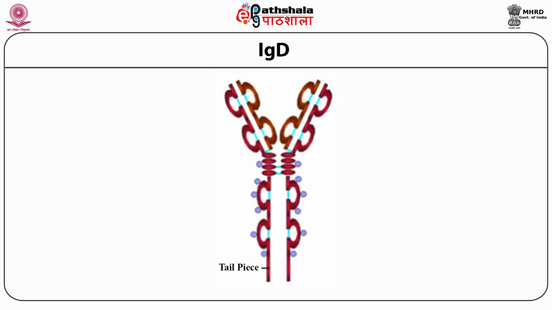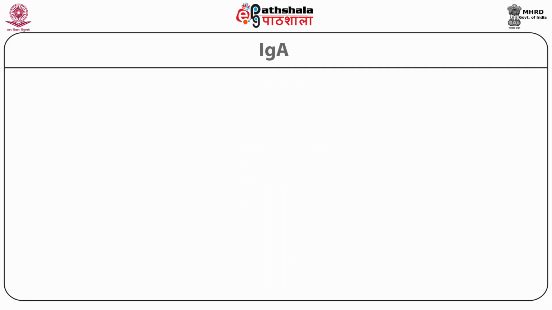IgD is present in serum in traces. It is co-expressed along with IgM as a cell surface receptor on differentiating B cells. Mature B cells, which are sometimes referred to as plasma cells, do not have IgD on their surfaces. During encounter of B cells with antigens, IgD regulates B cell function, leading to internalization of the antigen, which after processing is presented to Th cells.